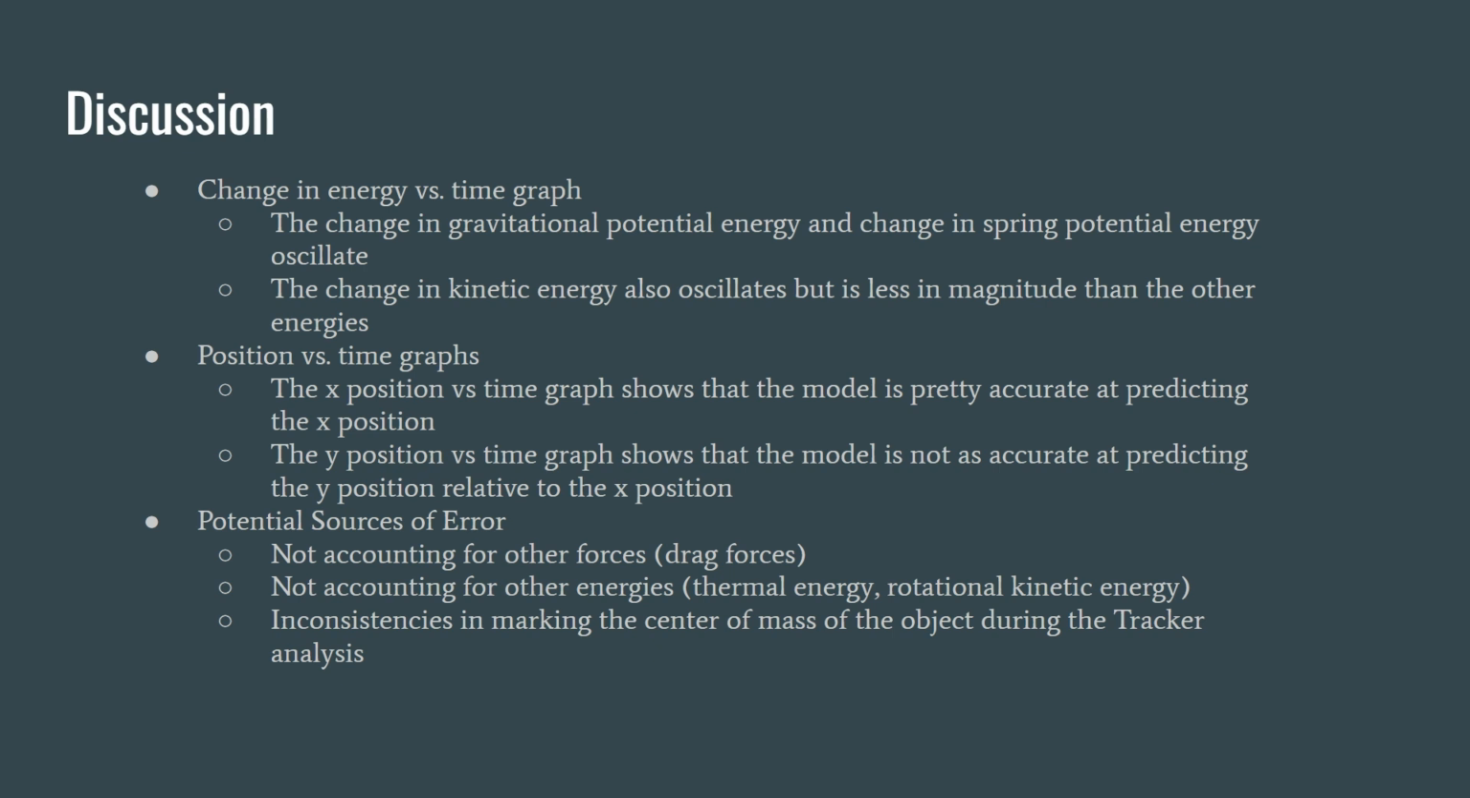The x position versus time graph shows that the model is pretty accurate at predicting the x position, but the y position versus time graph shows that the model is not as accurate relative to the x position. Some potential sources of error are not accounting for other forces like drag, not accounting for other energies, and inconsistencies in marking the center of mass of the object during the tracker analysis.